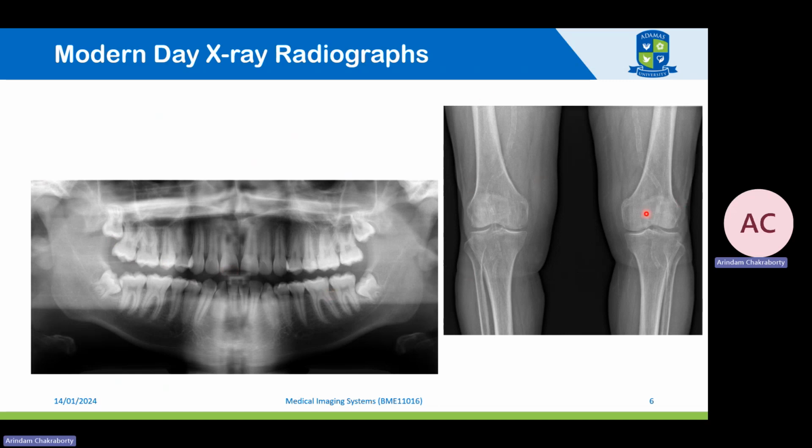And on the right, this is the knee joint that has been imaged through the X-ray. These are a few applications of the modern radiograph where the internal structure, any deformities or abnormalities can be visualized with the simplest application of X-ray.